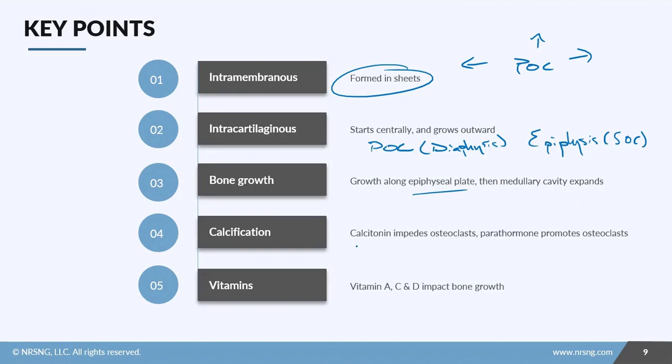Calcification is influenced by both calcitonin and parathormone. Calcitonin impedes osteoclasts, and parathormone promotes osteoclasts. And lastly, vitamins are really important. So you've got vitamin A, C, and D, and they all impact bone growth.